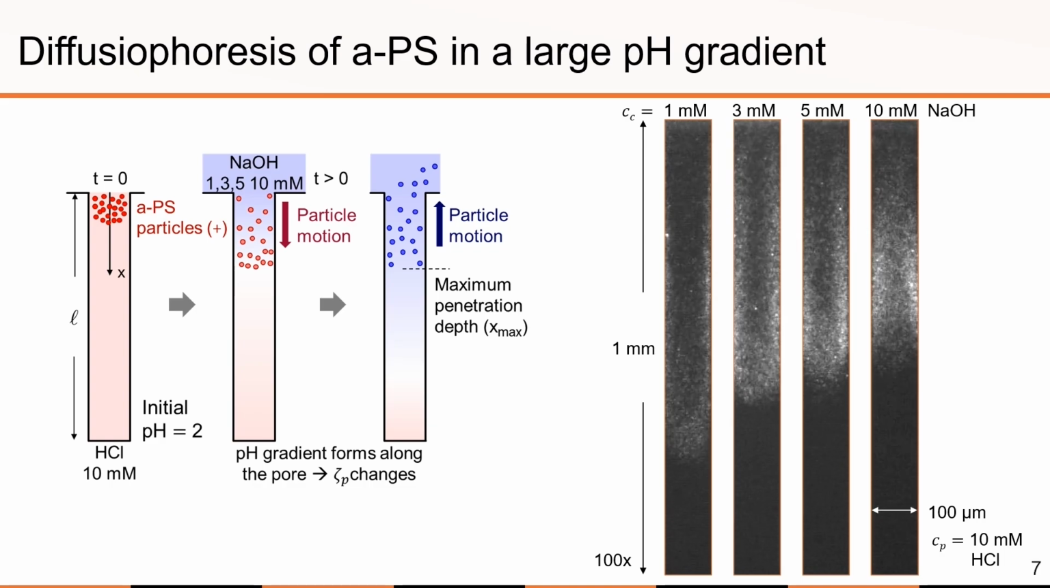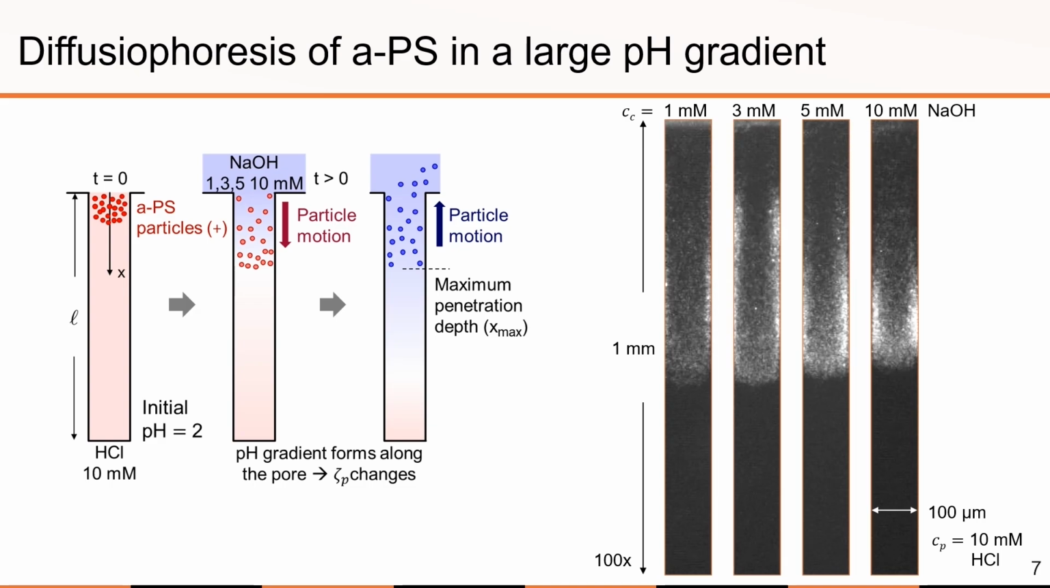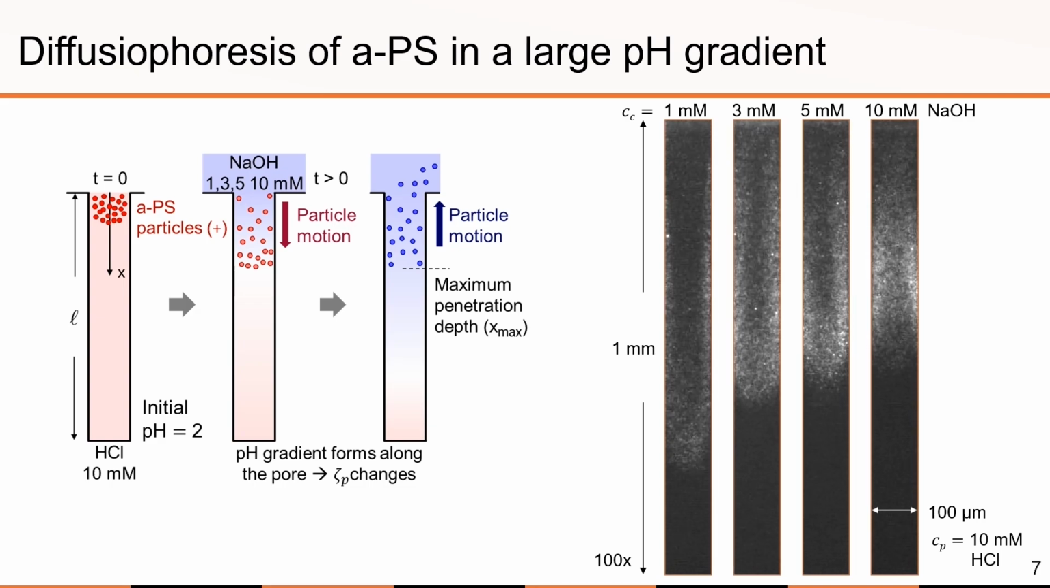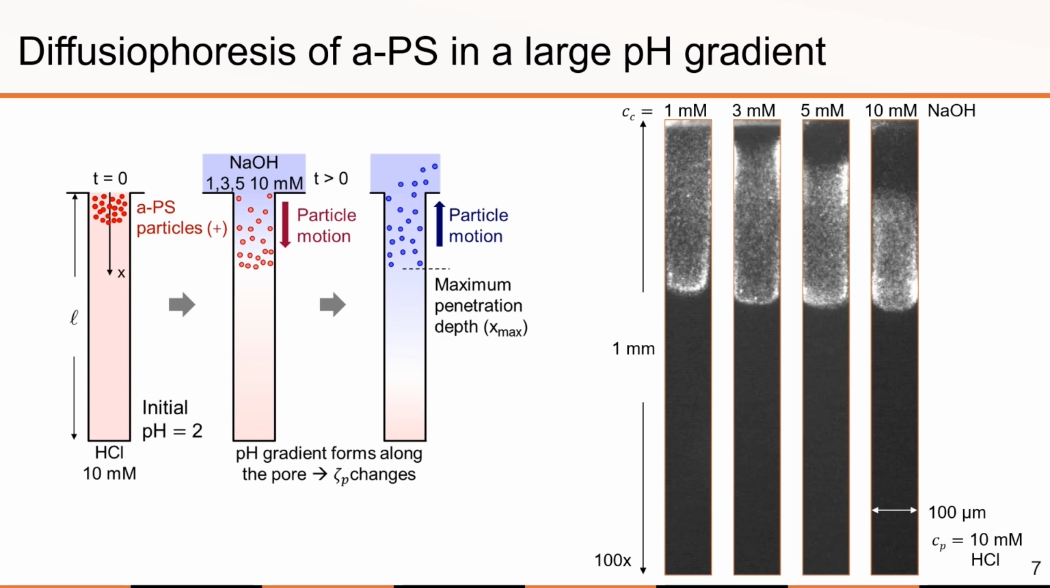Along with the travel distance, the shape of the particle front is an important feature to point out. In all 4 experiments, the particle front is flat when traveling toward that end. This indicates that the PDMS wall is almost uncharged in the presence of 2 millimolar HCl, and there is no diffusiosmotic flow along the pore walls.